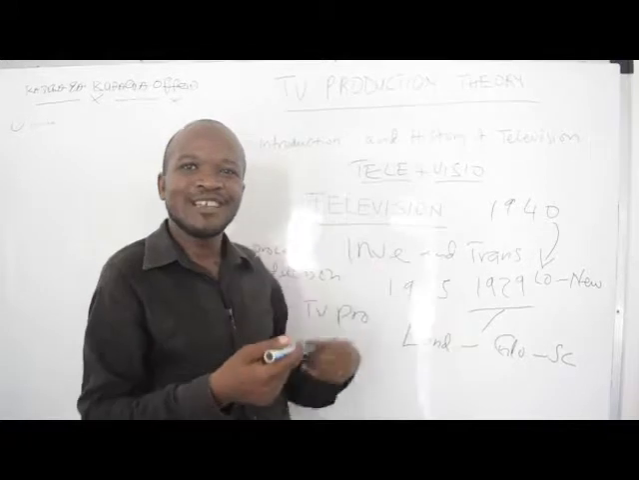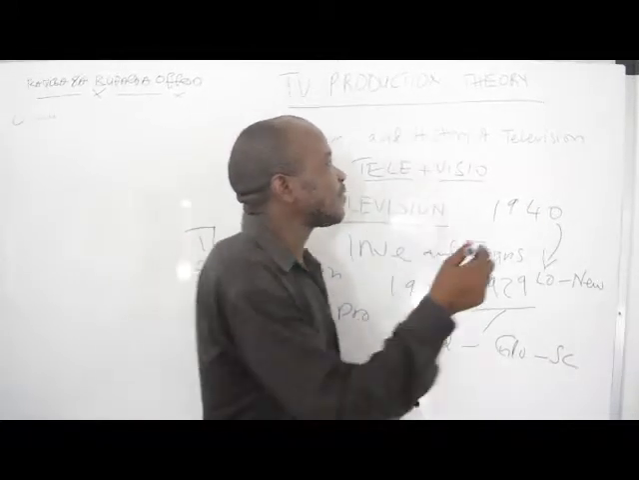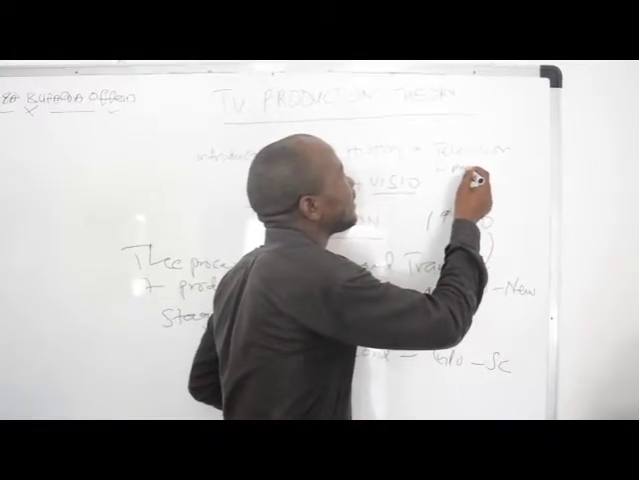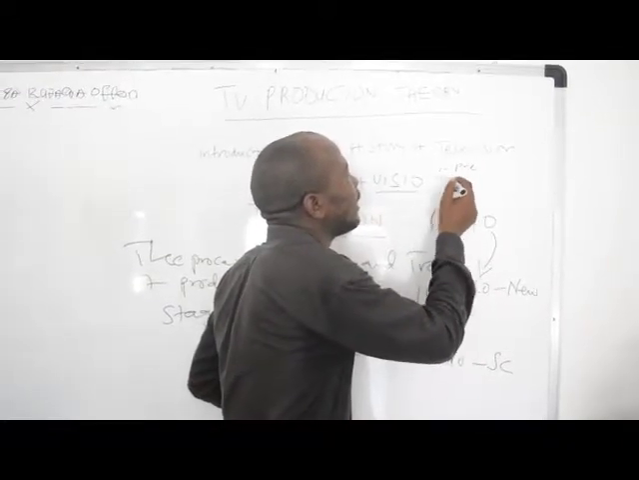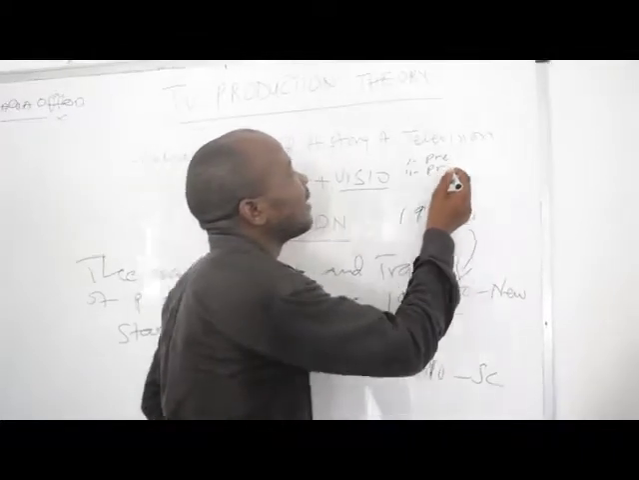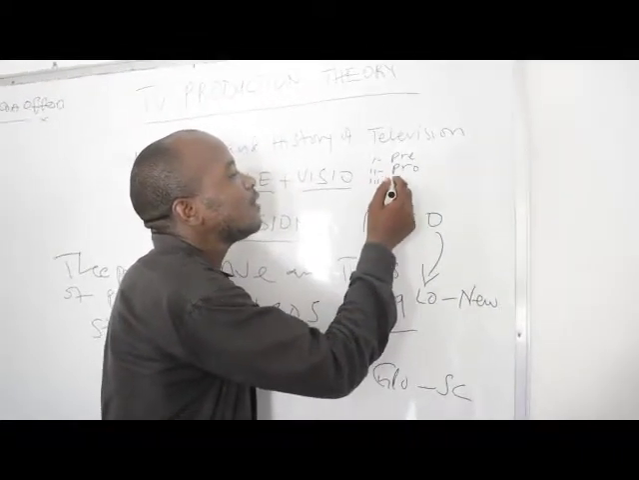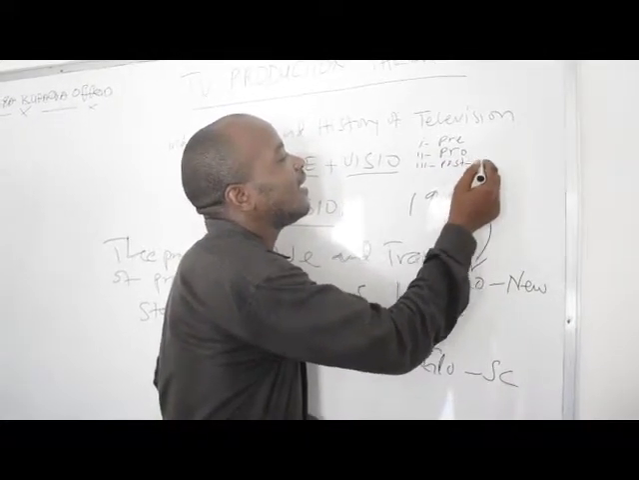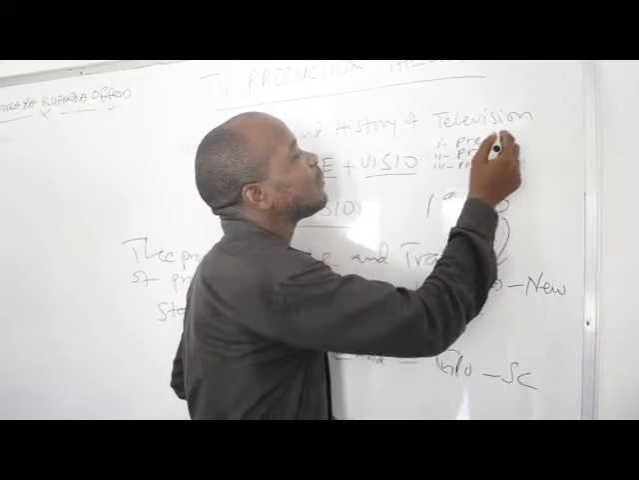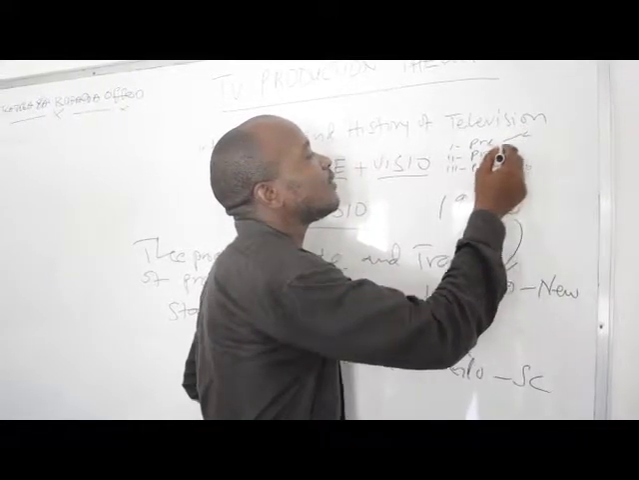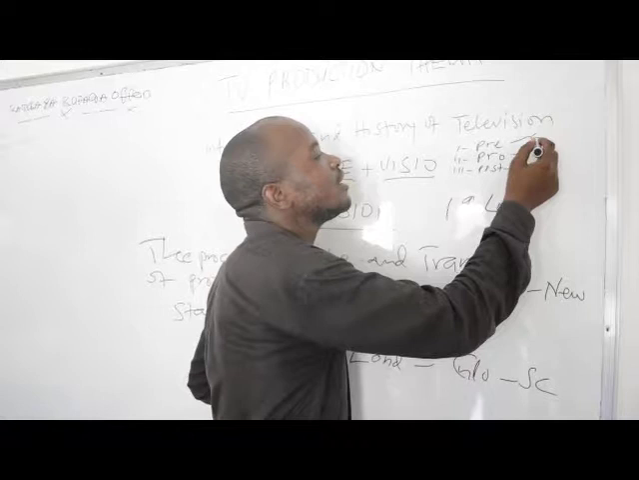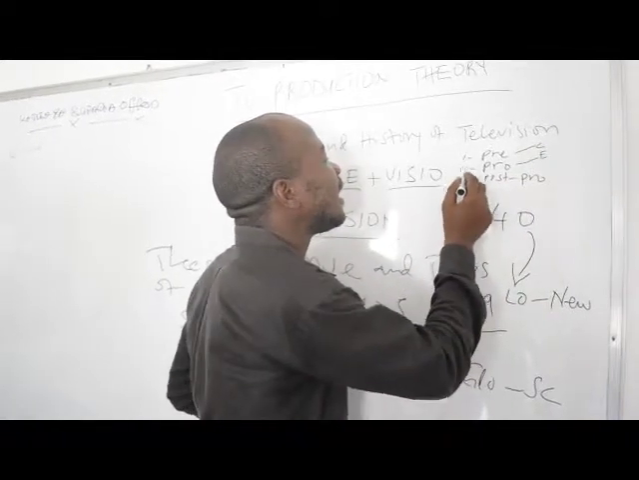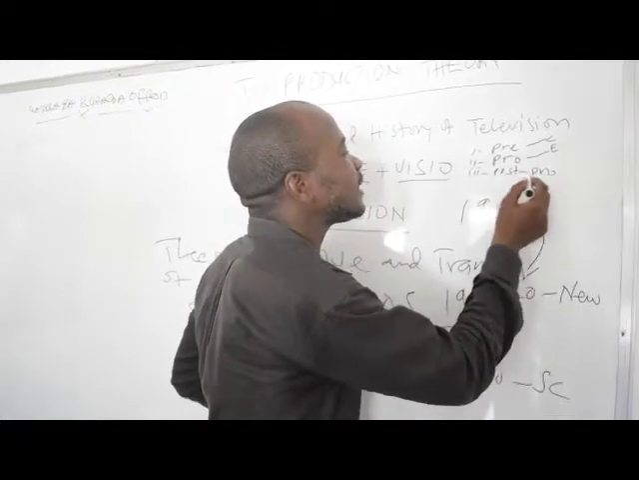And then you come to the third stage. Number one is pre-production. Number two is production. And number three is post-production. So here you prepare, create, write a script and whatever. Here you take the material in a real situation, the original material or piece to camera in a real world situation. And here, third, it's post-production.